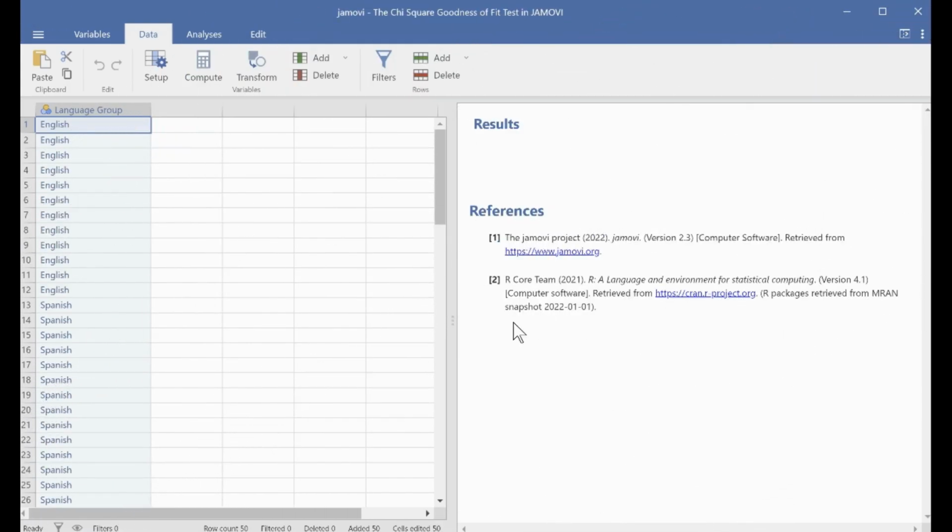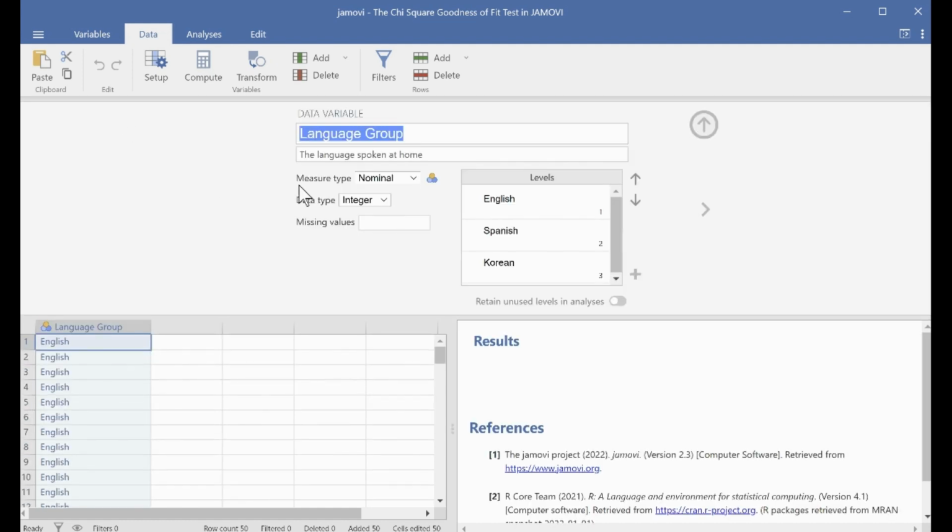And with that, I suggest we go over to JAMOVI and see how to perform this particular test. As you can see, I have opened up JAMOVI and I'm in the data window. I have one variable here. Let's double click on this and see what this is. This is language group, the language spoken at home, and these are the people who actually came to visit the writing center. I have 3 levels, English, Spanish, and Korean. Remember, this is language spoken at home. And this is a nominal, or categorical, variable.